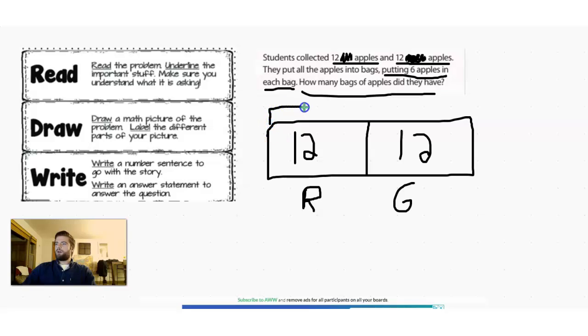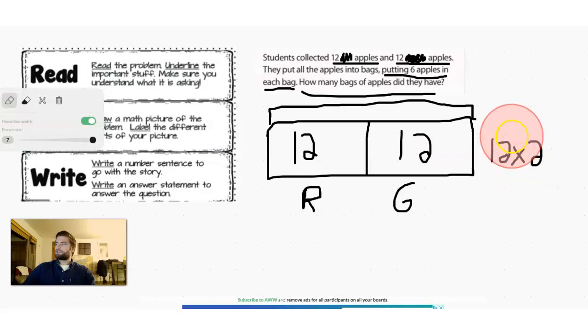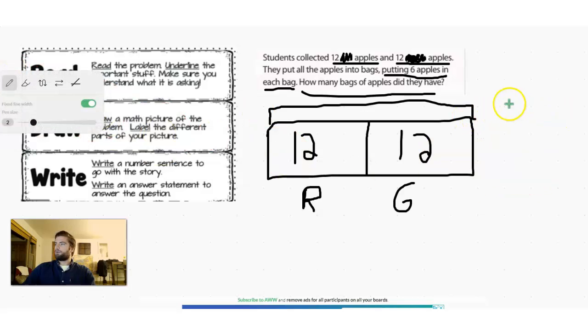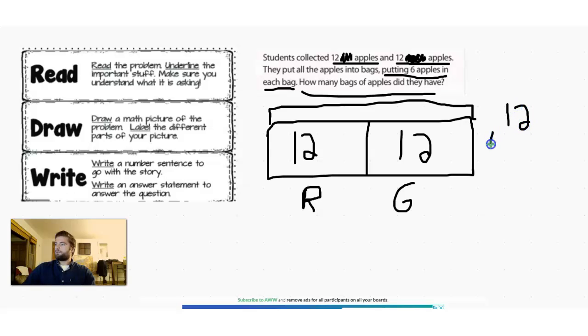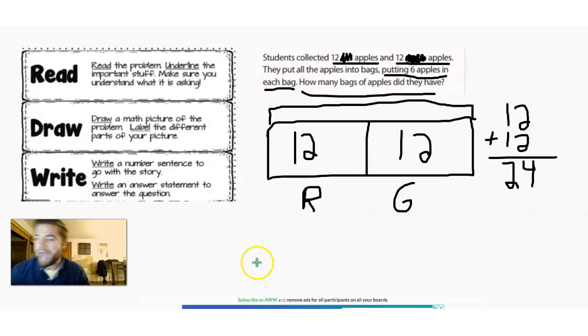And all together, 12 plus 12, or 12 times 2. Actually, let's make that 12 plus 12, because most of us are still a little bit more comfortable with addition. 12 plus 12 equals 2 plus 2 is 4. No need to carry anything, and then 1 plus 1 is 2. 24 apples total. Okay, so now that we have 24 apples, we can make another tape diagram.